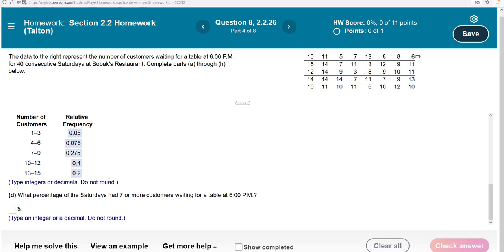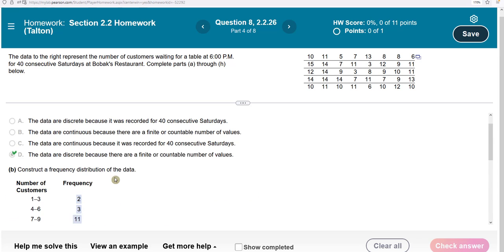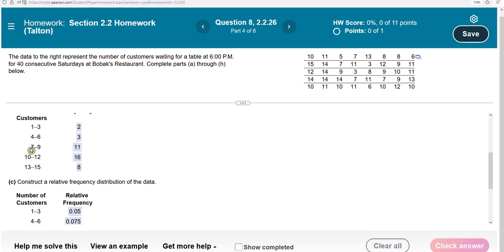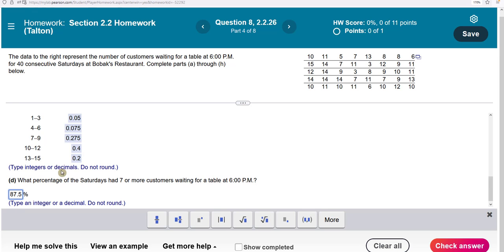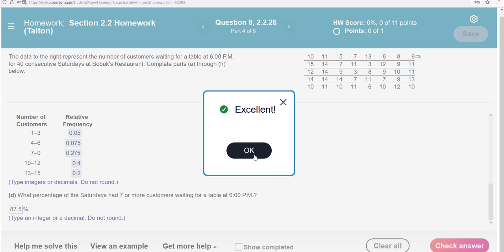It says what percentage of Saturdays had 7 or more customers. So you want to go back to your table and you want to look at everything above 7. So this would be 11, 16, and 8. So you would add these 3 numbers together. Or actually, you would add these 3 relative frequencies together. So that would be 0.275 plus 0.4 plus 0.2. You should get 0.875, which is 87.5%. So you're going to add up 0.275, 0.4, and 0.2. Check your answer. There you go.